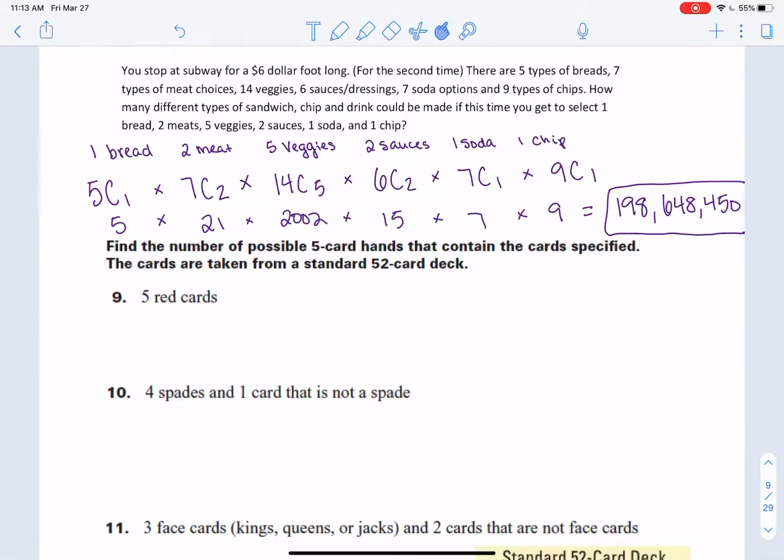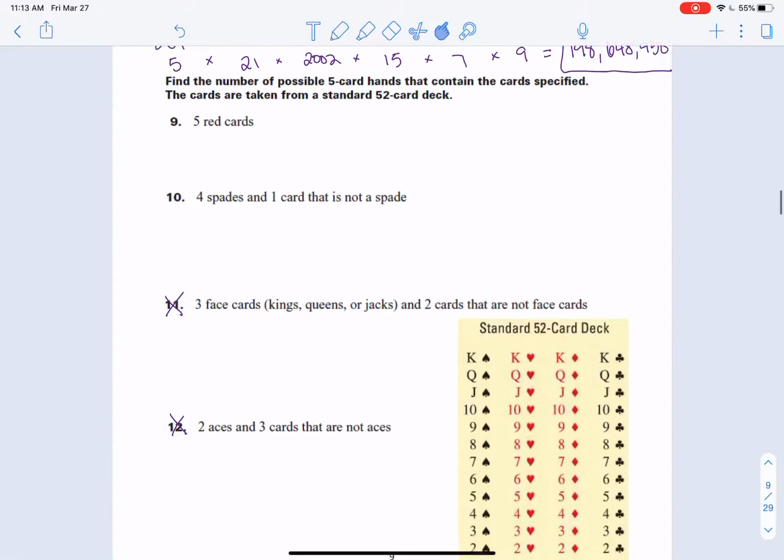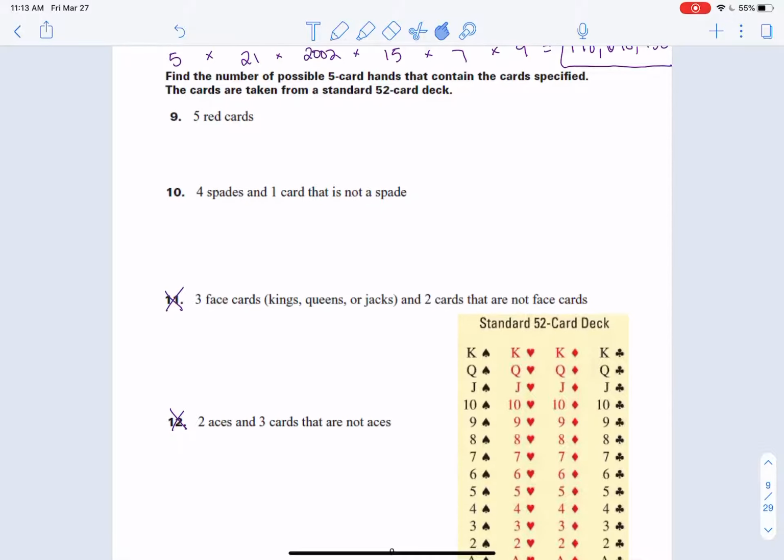All right, let's look at cards. I'm not going to do 11 and 12 here. I just want to take a little look at cards because we see those a lot in probability. So this says find the number of possible 5 card hands that contain the cards specified. The cards are taken from a standard 52 deck. So if you haven't ever played cards, well, now would be a great time actually with all of us being at home.